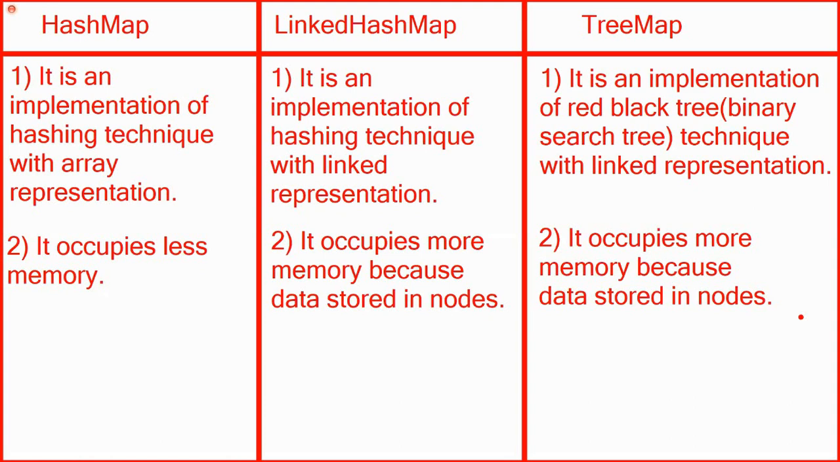First one, hashing technique with array representation. Here hashing technique with linked representation. Here red black tree technique with linked representation. Here less memory. Here more memory because data is stored in nodes. Okay. The same differences between HashSet, LinkedHashSet, TreeSet come here. What is the third difference I gave yesterday? Unordered concept.